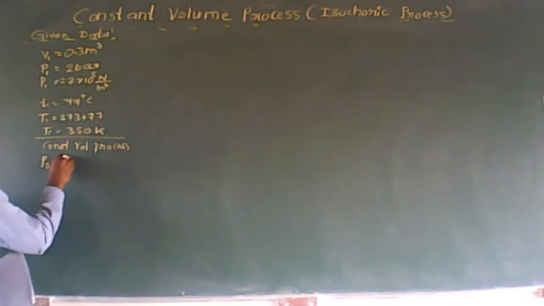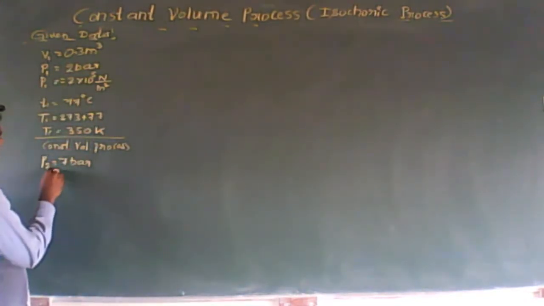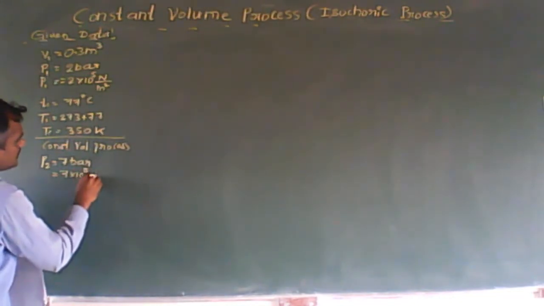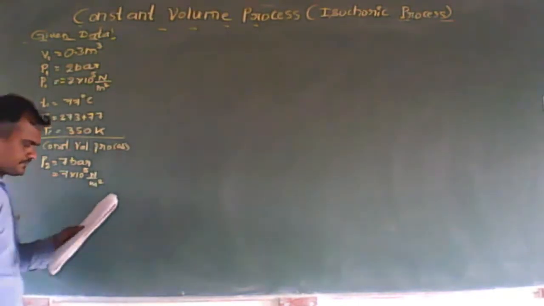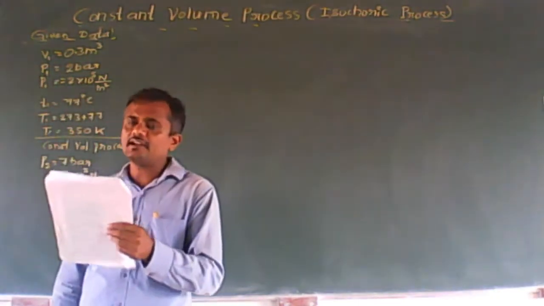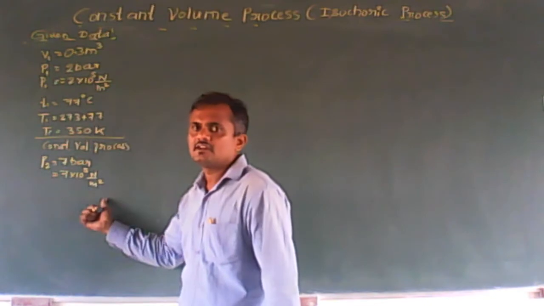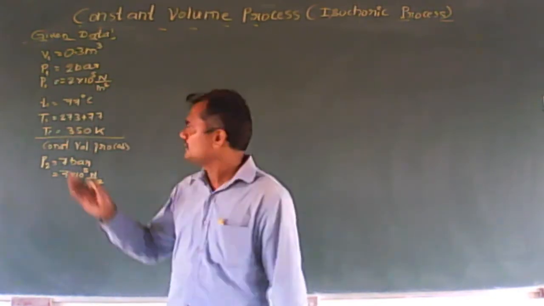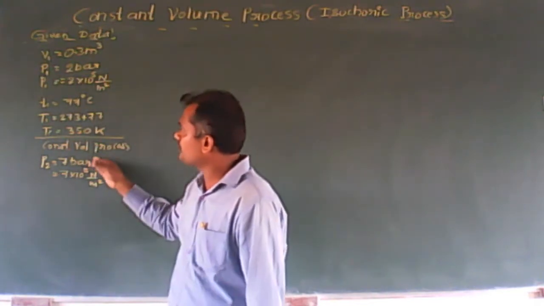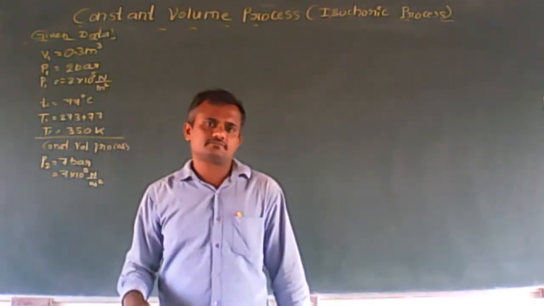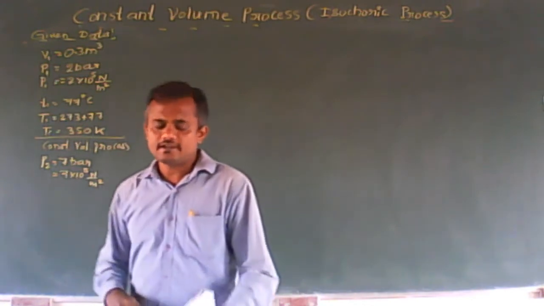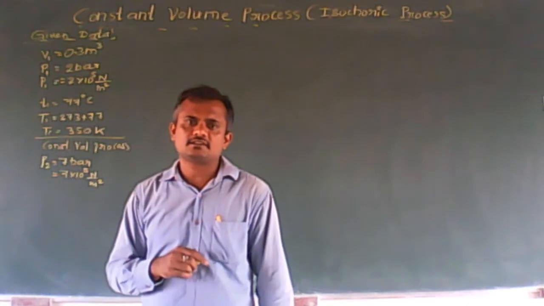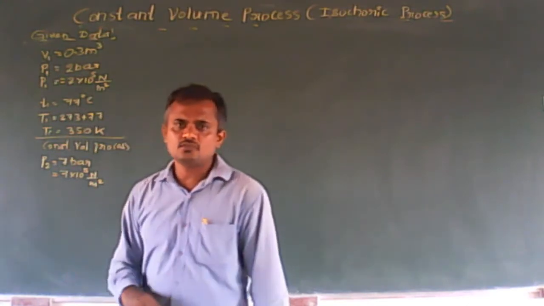So P2 is 7 bar, or I can write here 7 into 10 raised to 5 Newton per meter square. Determine the temperature at the end of the process. So in this process, after addition of heat, what is the temperature? Definitely, as you know, if the pressure is increased from 2 bar to 7 bar, the temperature should also increase. Understood? Therefore, I can take the temperature at the end of the process, T2, as unknown data, which I have to note down.